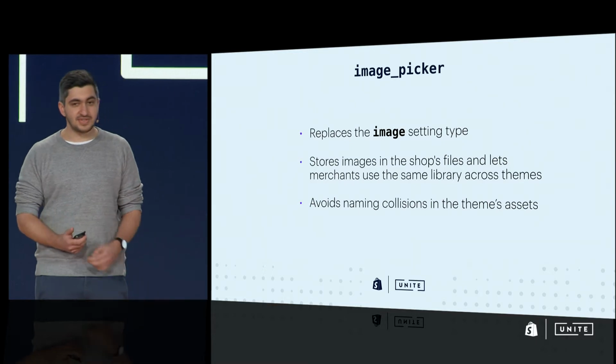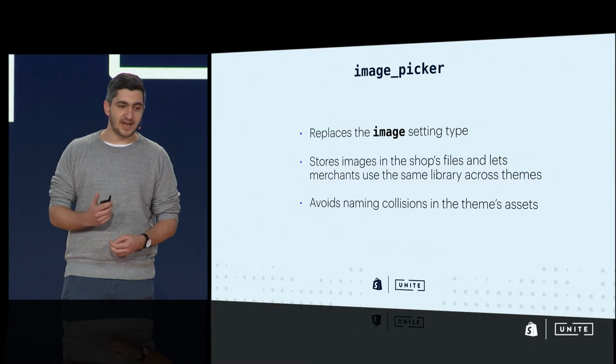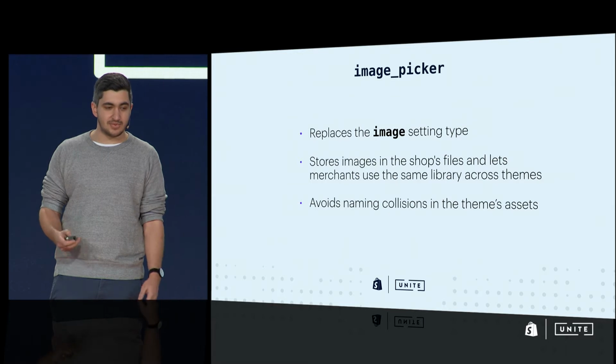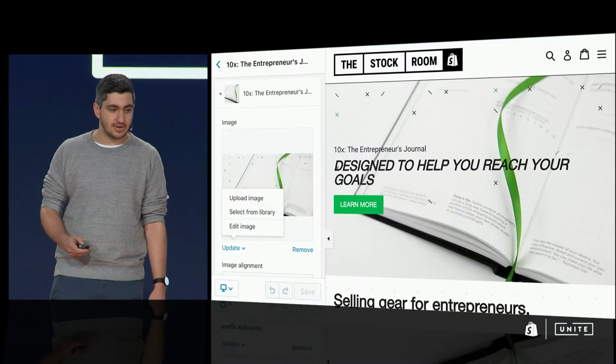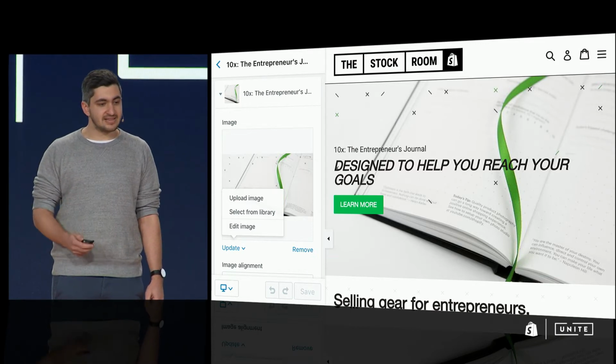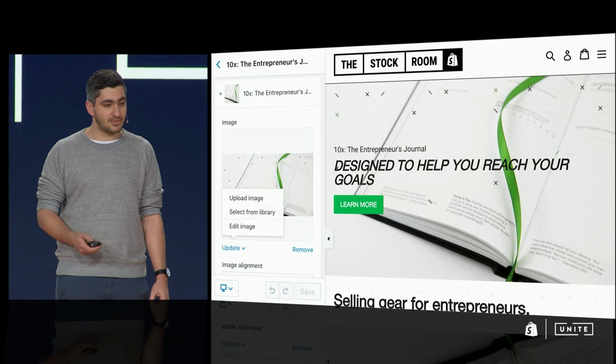First, we've introduced the image picker setting. The image setting it replaces ties files to a specific theme and setting, which means that they are lost when they're changed and must be manually copied when switching to another theme. Image Picker addresses both of these concerns by letting the merchants upload these images to the shop's library and letting them choose from this library when configuring the setting.